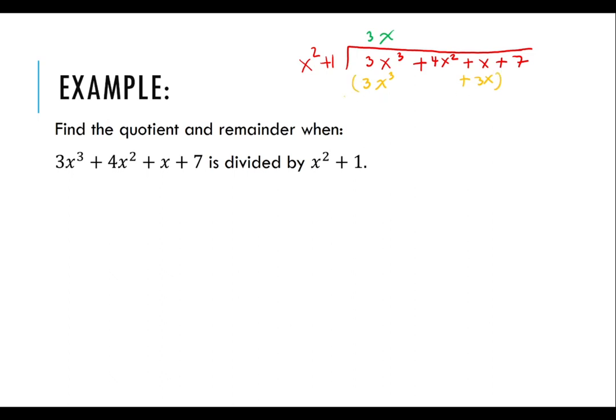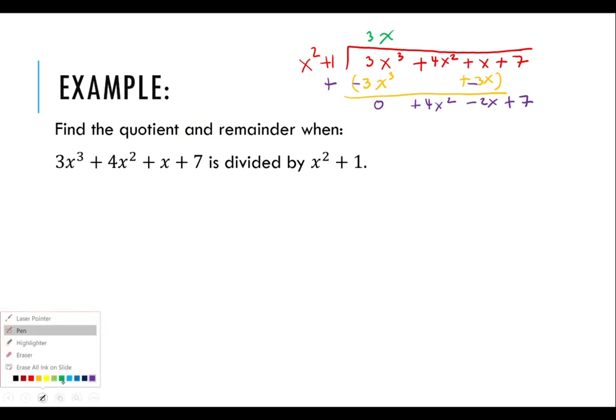Now, what was the next part of our process in long division? Well, it's the subtraction stage. So we need to subtract this binomial that we've just gotten from multiplication. So you can distribute the negative. That's going to be plus, minus, minus. So that is 3x cubed minus 3x cubed is 0. And x minus 3x is negative 2x. Then we should bring down everything that's left over. So this is going to be plus 4x squared plus 7.